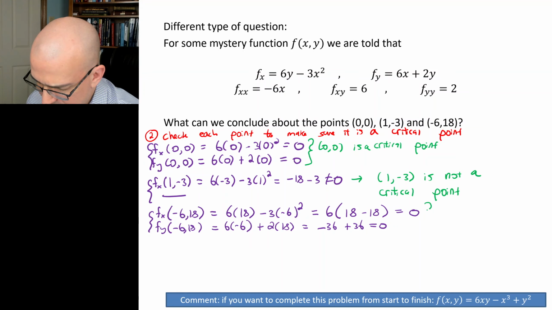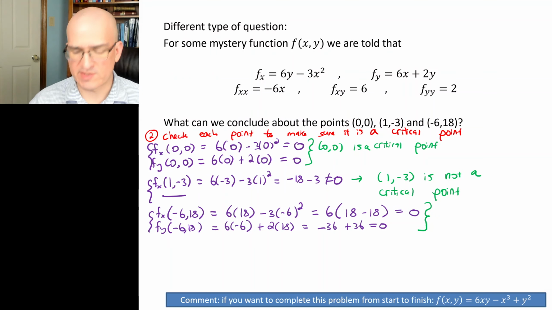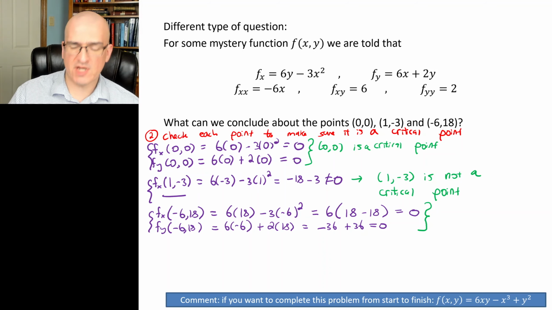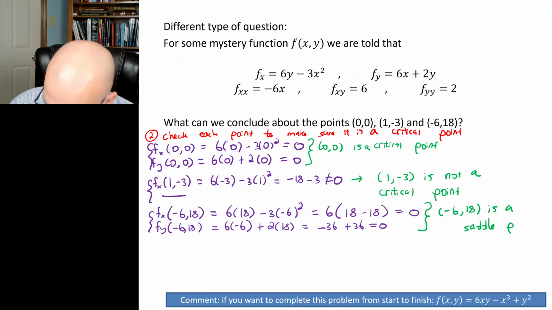I guess it's kind of a sad thing, because if it wasn't a critical point, we could just stop, right? That's the best outcome if you're doing a test. Not a critical point. The second best outcome is a saddle, because then you don't have to check the f double x. So negative 6 comma 18 is a saddle point. This is not a saddle point. Sorry, is a critical point. I'm screwing myself up. Is a critical point.